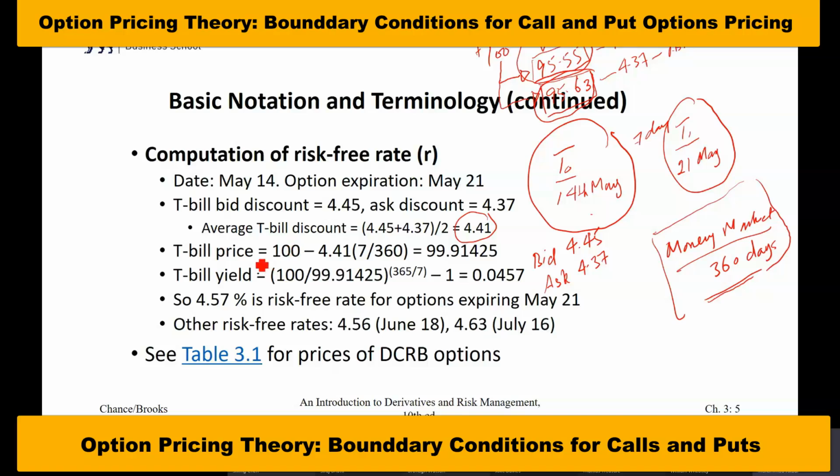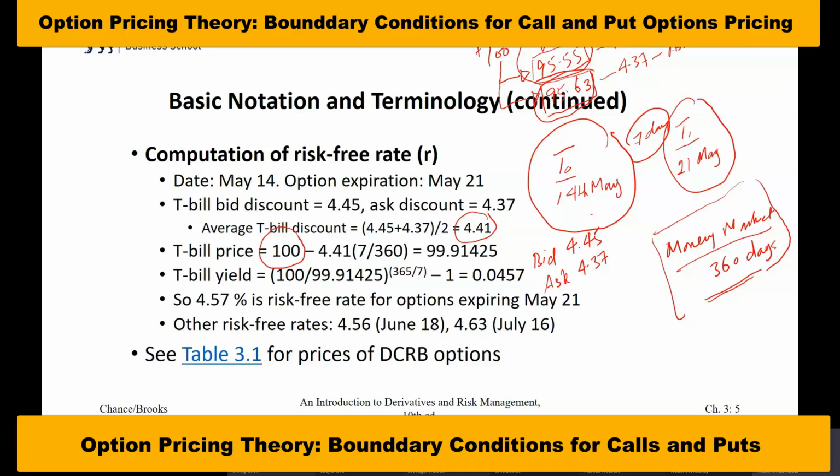So to calculate the average price of the bond, we use the average T-bill discount, and use this 360 days year convention, and we know there are 7 days to expiration. So 7 divided by 360. Because of the 360 days year convention, we will not be raising it to the power 7 divided by 360, but it will be multiplied by 7 divided by 360. Now this 100 means the par value of the bond.